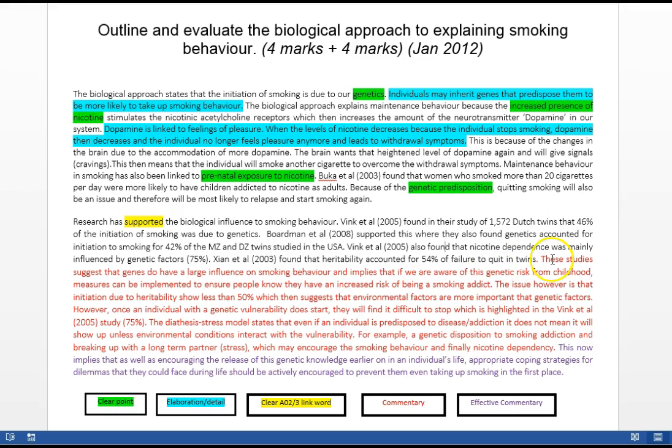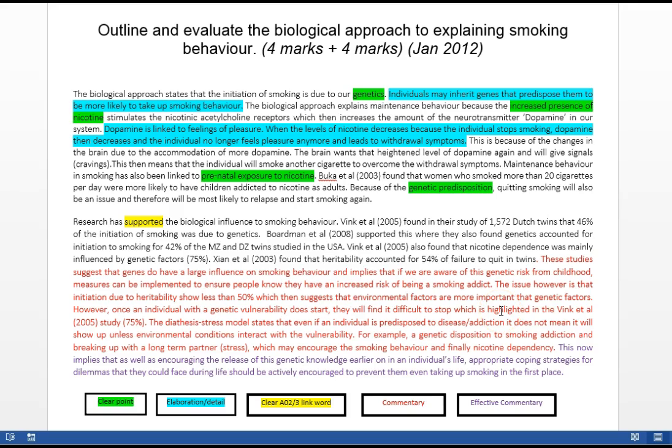So what I've said here, I call these commentary. They want you to comment on whatever you have started off in terms of your evaluation. So this could have been a reductionism point, or it could have been a treatment point. It doesn't matter. Okay, so these studies suggest that genes do have a large influence on smoking behavior and implies that if we are aware of this genetic risk from childhood, measures can be implemented to ensure people know they have an increased risk of being a smoking addict. The issue, however, so this is now commentary or commenting on what the studies have actually told you. See, this requires a bit of thinking here, and this is what separates the B's from the A grades here.